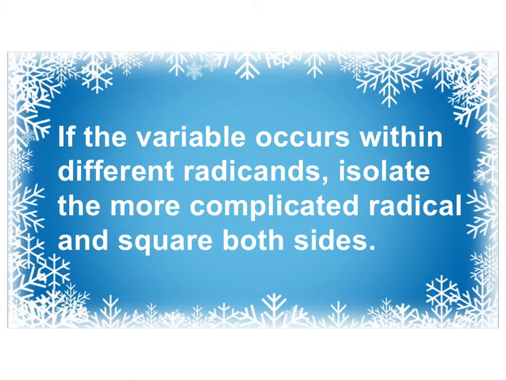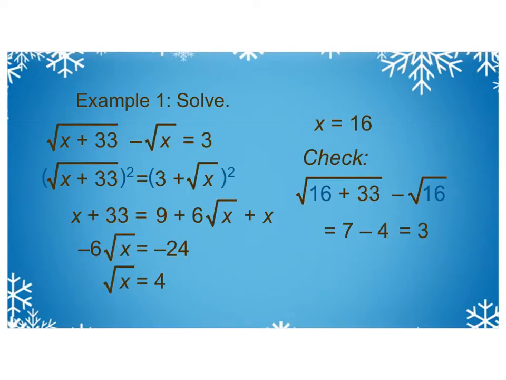If the variable occurs within different radicands, isolate the more complicated radical and square both sides. And you have to be really careful because this pretty much always will generate some extraneous solutions. So let's see what that means.